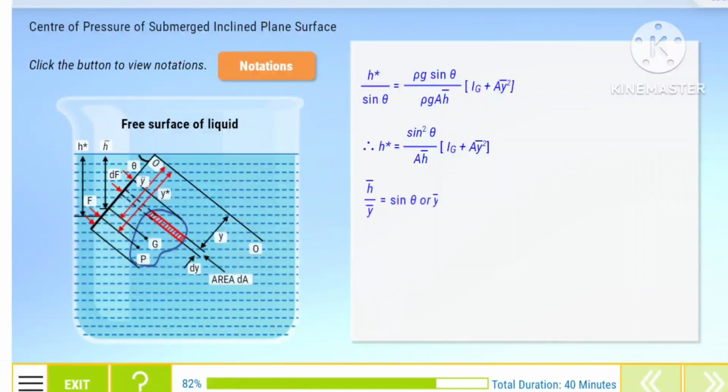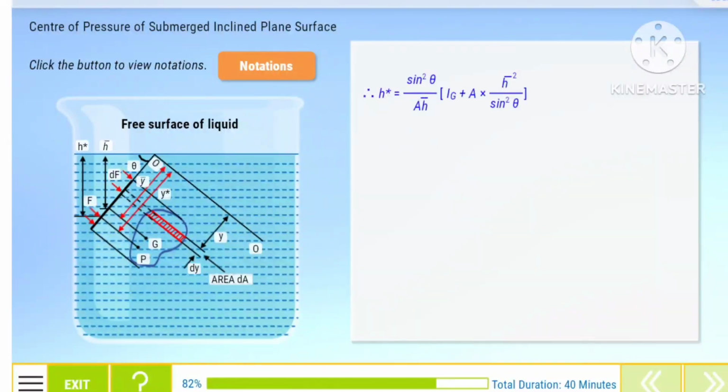However, h bar by y bar is equal to sine theta, or y bar is equal to h bar by sine theta. Therefore, h star is equal to sine squared theta divided by a into h bar, multiplied by the whole of Ig plus a into h bar squared by sine squared theta. Alternatively, h star is equal to Ig into sine squared theta divided by a into h bar, plus h bar.